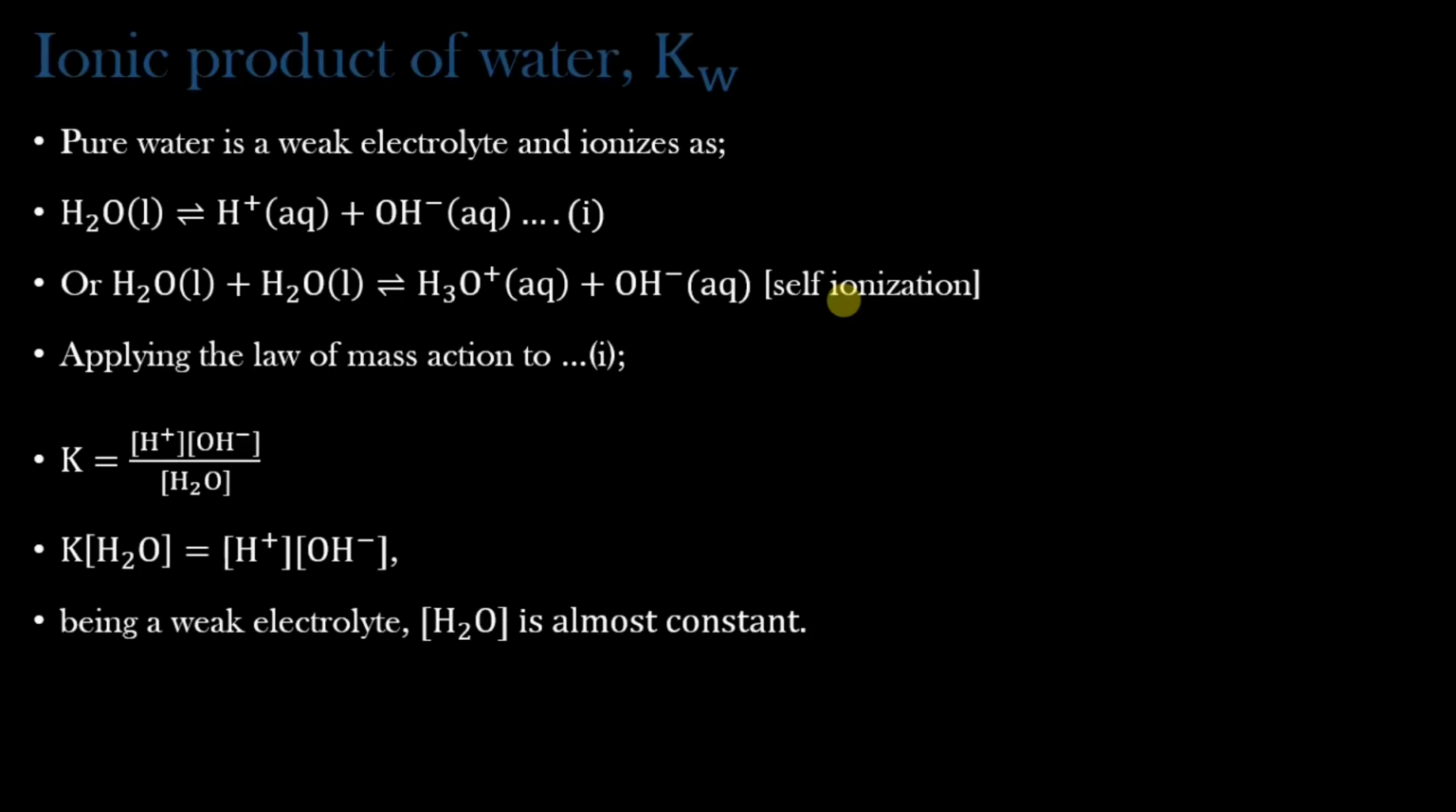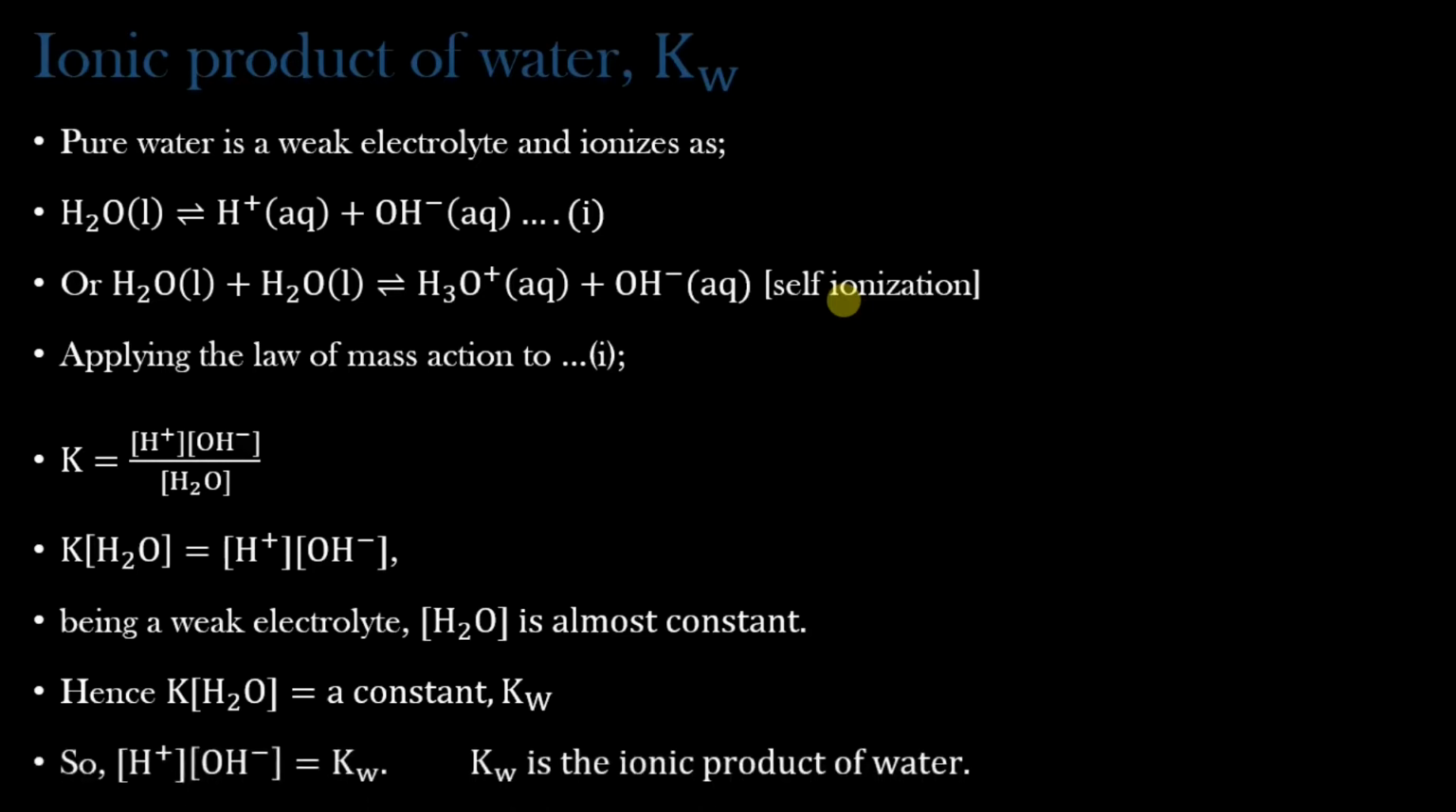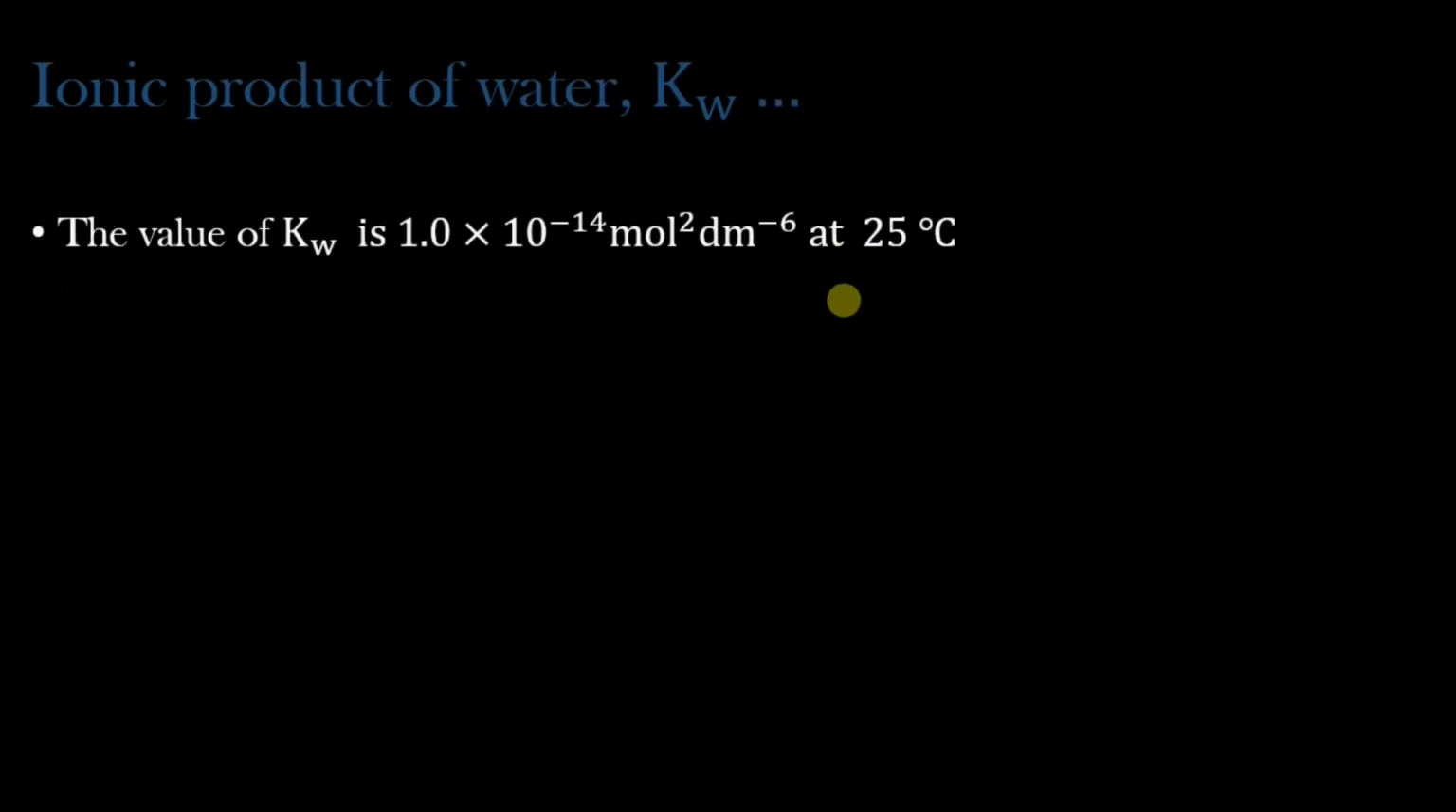So if we multiply K, the equilibrium constant, with the molar concentration of water, we obtain a new constant called Kw, which is the ionic product of water. So we can say the molar concentration of hydrogen ions multiplied by the molar concentration of hydroxyl ions gives us the ionic product of water. Now, at 25 degrees Celsius, the value of Kw is 1 × 10^-14 mol² dm^-6. And we know water at 25 degrees Celsius is neutral.